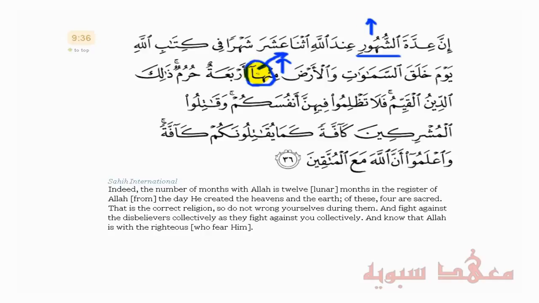Then it says ذَلِكَ دِينُ الْقَيِّمِ فَلَا تَظْلِمُوا فِيهِنَّ أَنفُسَكُمْ. So do not oppress yourselves or wrong yourselves in them. فِيهِنَّ. The feminine plural is used, because here it's referring to those 4 months. So the lesser plural here. So it's very precise the way the Qur'an uses these pronouns.